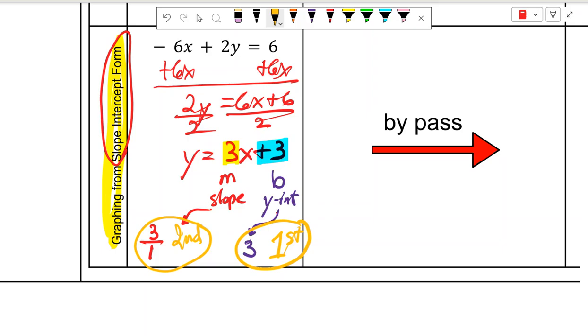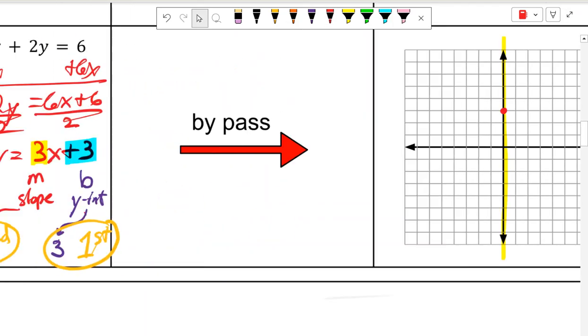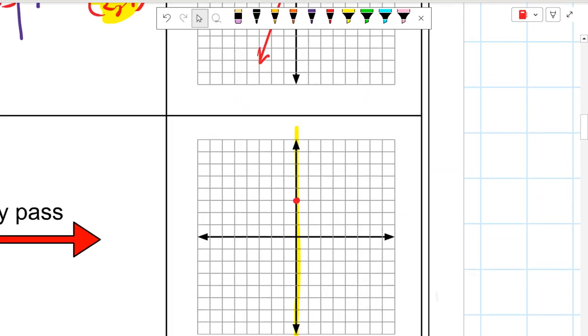And remember, the top number, since it's positive, means we are going up. And the bottom number, since it's positive, means we're going to the right. So we start at the top and work our way down. So go to this point, and 3 up means 3 up. 1, 2, 3. We started from the y-intercept, and we go to the right 1. And that right there is our point. Now we have 2 points. That's all we get. And so we're going to graph this line.